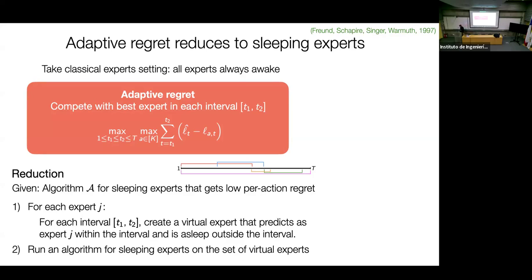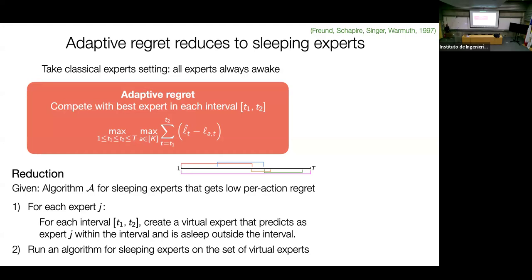How is this virtual expert going to be defined? It'll be defined as follows. If this is the interval, and let's say it's expert 2, then expert 2 is going to be, this is like Z for sleeping, I guess. It'll be asleep outside of the interval.